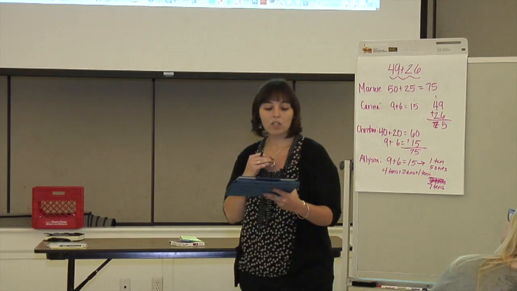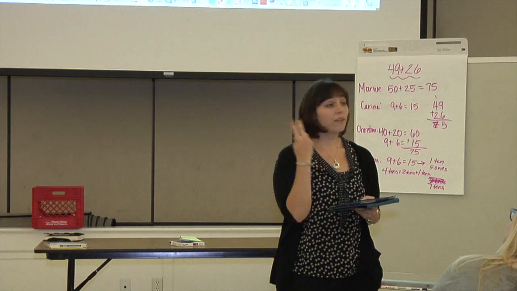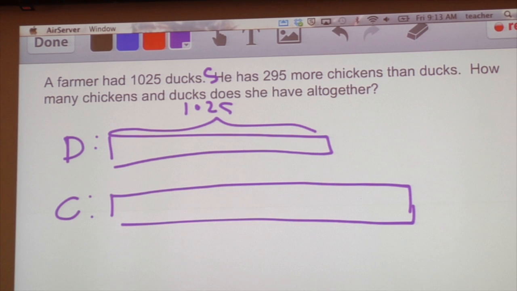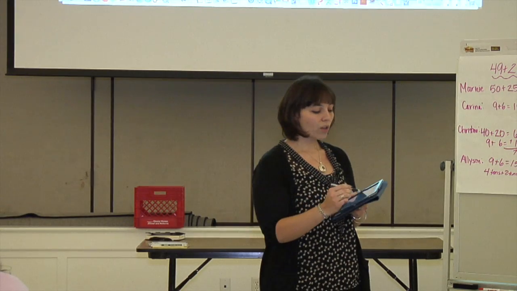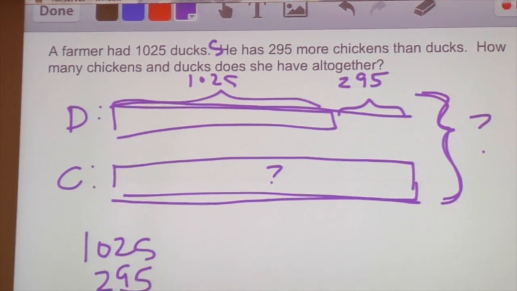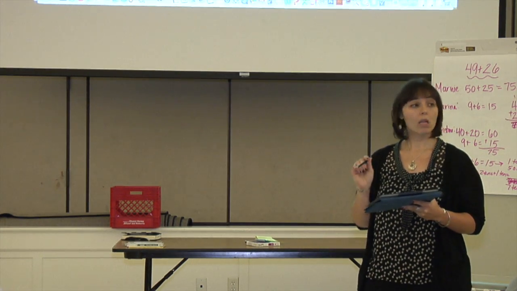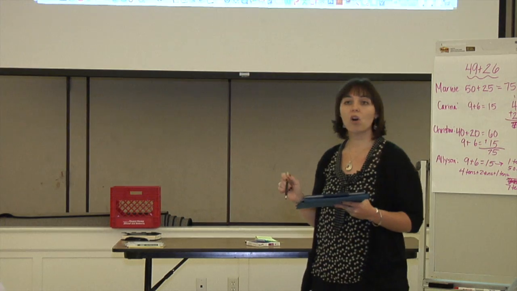Excuse me. How many chickens and ducks does she have altogether? Now, there's 2 things that we're going to need to do first before we can actually solve that. 1, we need to show how much more those chickens are, and we know that that's 295. We're looking to solve all together. We need all of it. What information do I need to know first? Right, we need the chickens before we can find all of them. So the first thing that I have to do is solve that question, then I can find all together.